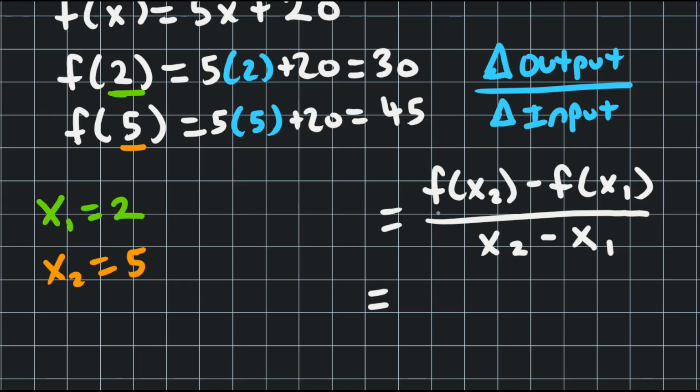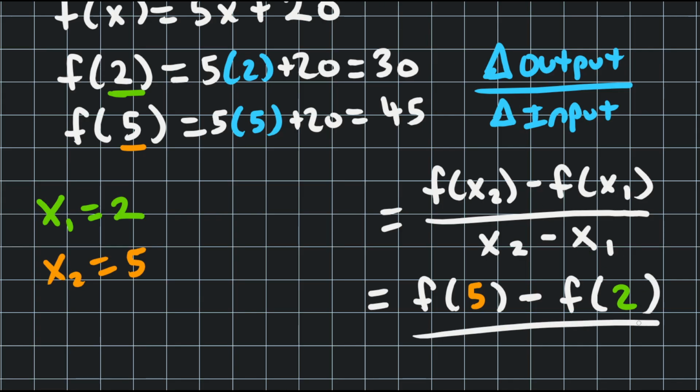So what's f of x2 right here? What is x2? That's 5. This is just f of 5 minus f of x1. We said x1 was 2, so this is just f of 2, divided by x2 minus x1. So x2 is 5 minus, and then x1 is 2.